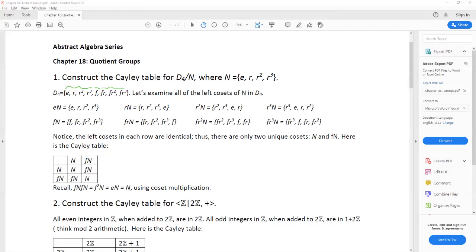So let's examine all of the left cosets of n in D4. In order to examine all of the left cosets of n in D4, I have to let each element in D4 operate from the left side. E times n gives me E, R, R squared, R cubed. Notice that I get the exact same set when the elements R, R squared, and R cubed operate on n from the left.